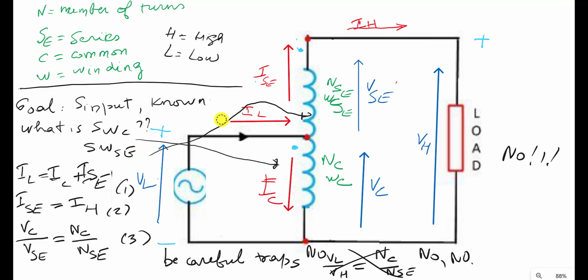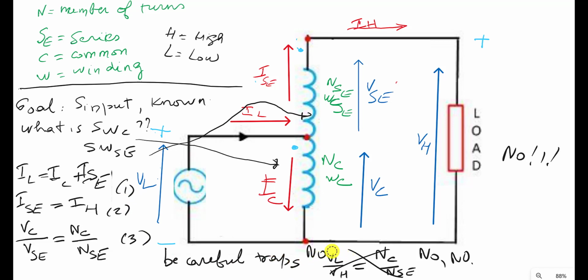First equation is current that comes in is the sum of current that comes out. IL is equal to IC plus ISE. On top, if you notice, the current coming out, which is IH, is the same one as here. So ISE is equal to IH. And we have the turn ratio and voltage formula. VC over VSE is equal to NC over NSE. I call these equations 1, 2, 3.